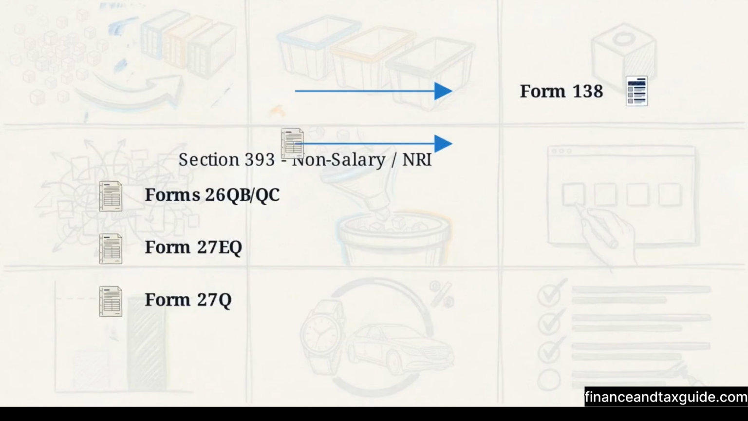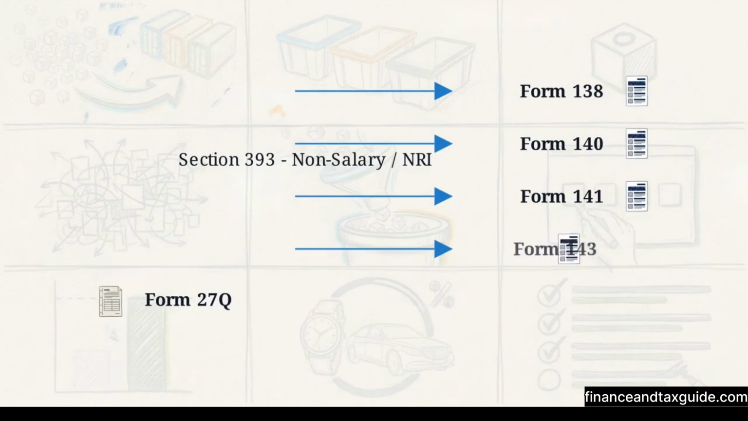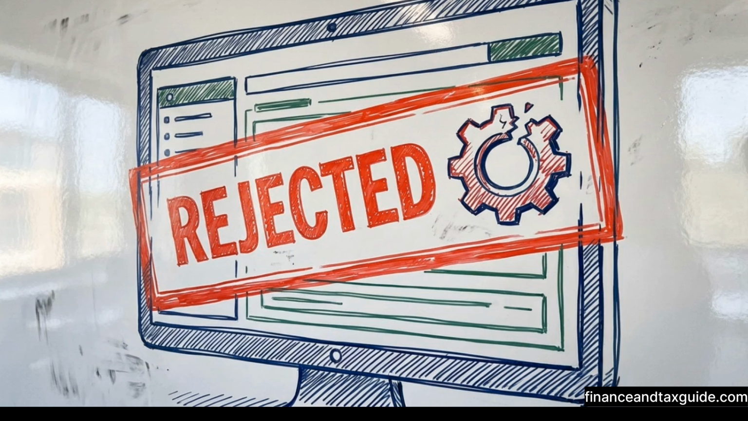24Q is replaced by Form 138. 26Q moves to 140. Immovable property and rent are now Form 141. TCS uses 143, and NRI payments use 144. Without the precise transaction code matched to the correct form, the portal will reject the return and stall client workflow.